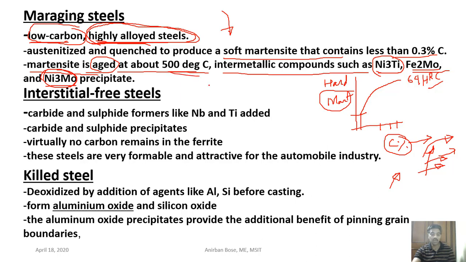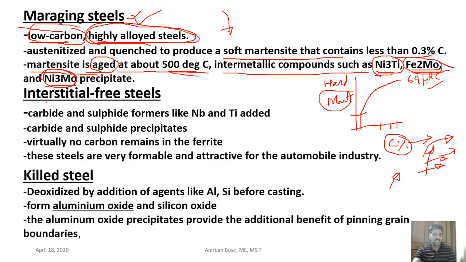So if you allow a sufficient amount of time, a lot of these particles will come into the structure, and the structure will be very, very hard. Okay, so strength can be increased. So this is called the maraging steel. Now the name came because these intermetallic phases are present at the same time in the martensite. Okay, so that is why maraging steel.